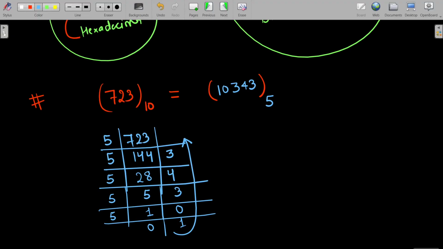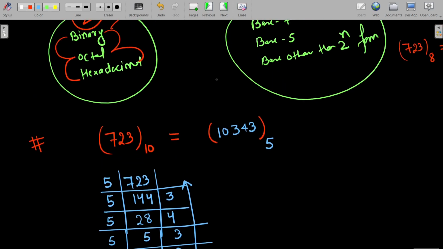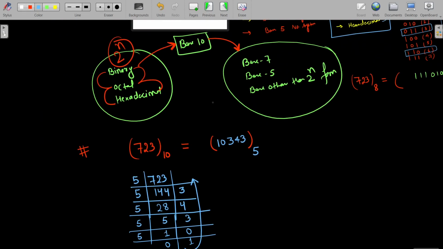Similarly, you can convert it into any other base. It means from decimal to any other base. That's very simple. If you have to go from base 10 to any other base, you have to follow this rule. You can even convert to base 2, base 8 also directly from base 10.